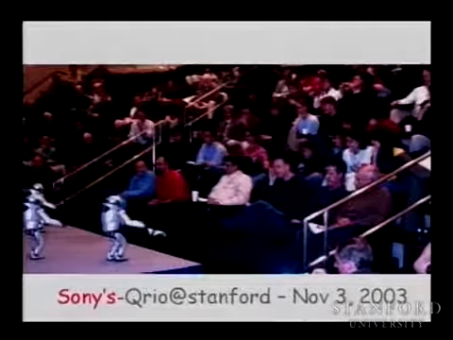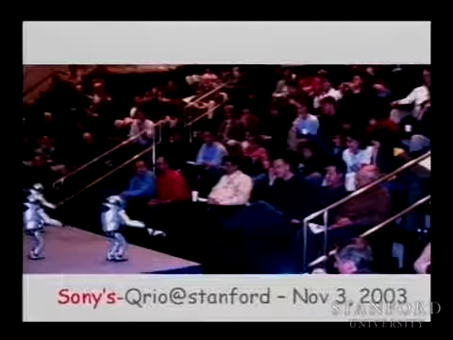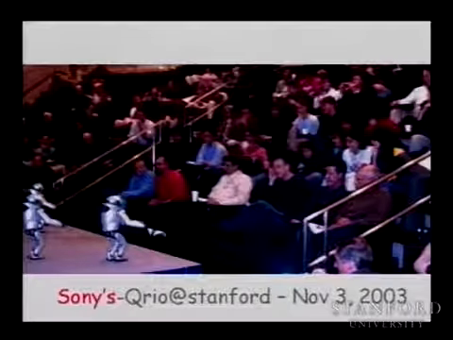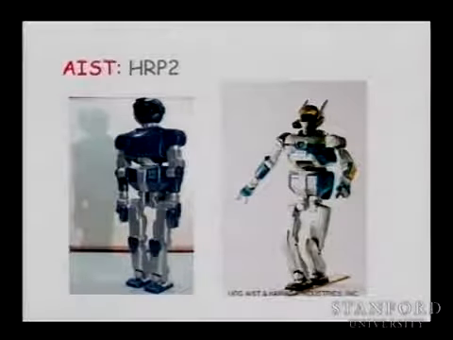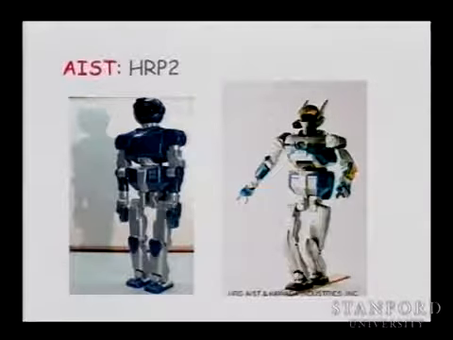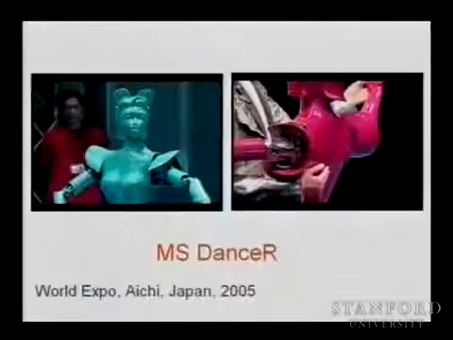Actually, we brought this robot here to Stanford a few years ago, and they did a performance here, and it was quite exciting to see this robot dancing and performing. There are a lot of different humanoid robots, especially in Asia, Japan and Korea. AIST built a series of robots, HRP 1, 2, and they are building and developing more capabilities for those robots.